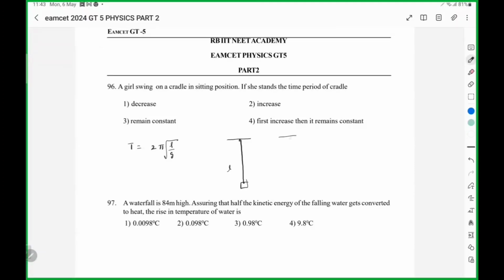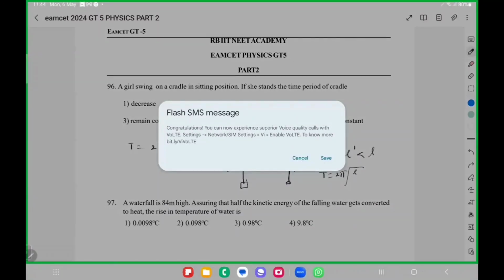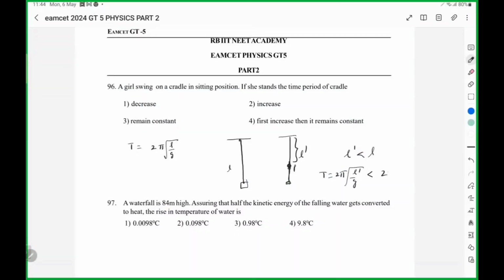When she stands up, the center of mass will move to this position. So the effective length decreases. So the time period is 2 pi root L dash by G, which is less than 2 pi root L by G. So the time period decreases.